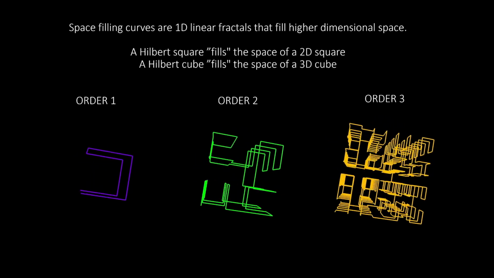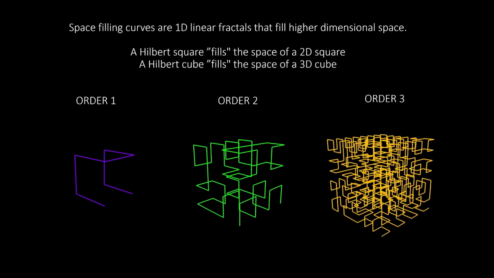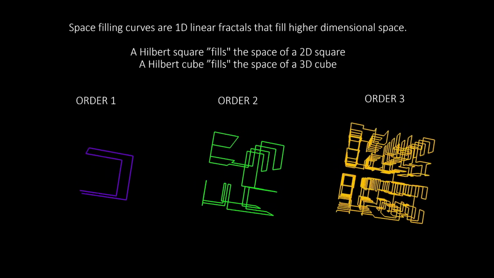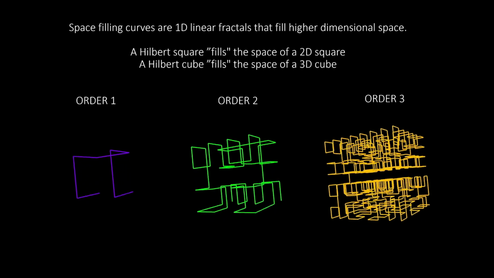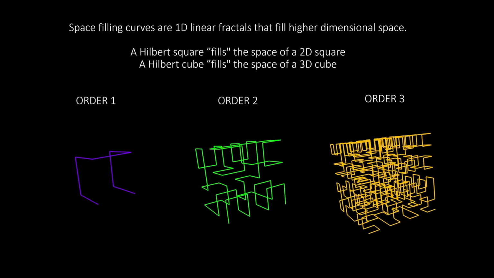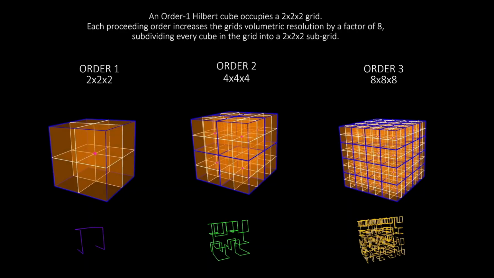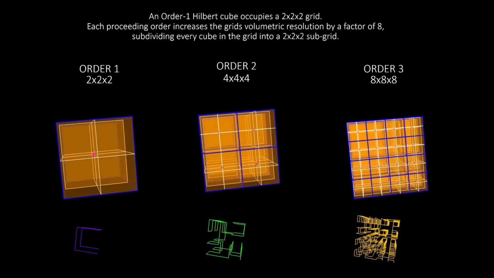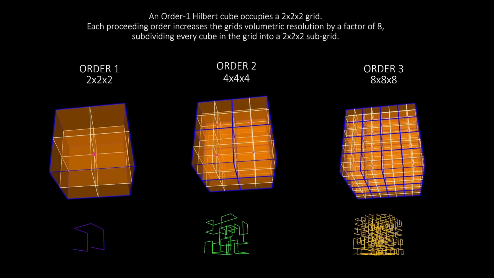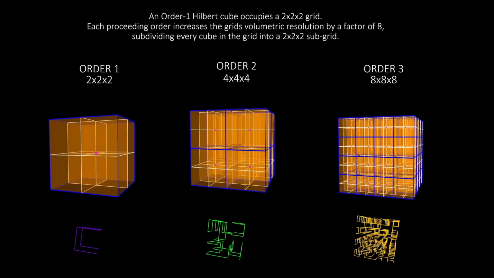Space-filling curves are 1D linear fractals that fill higher dimensional space. A Hilbert square fills the space of a 2D square. A Hilbert cube fills the space of a 3D cube. These are orders 1 through 3 Hilbert cubes. An order 1 Hilbert cube occupies a 2x2x2 grid. Each preceding order increases the grid's volumetric resolution by a factor of 8, subdividing every cube in the grid into a 2x2x2 subgrid.